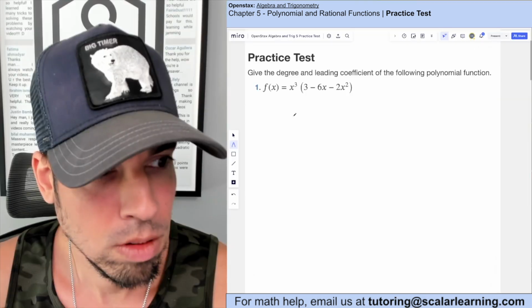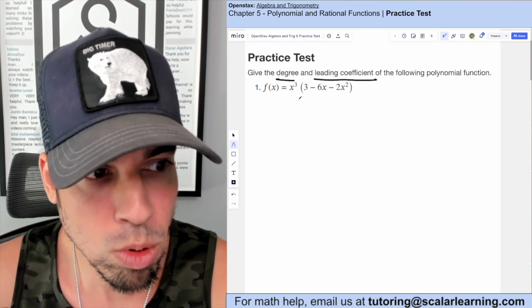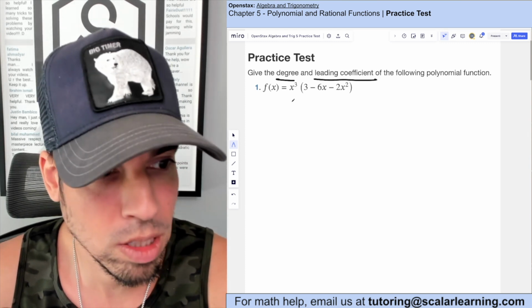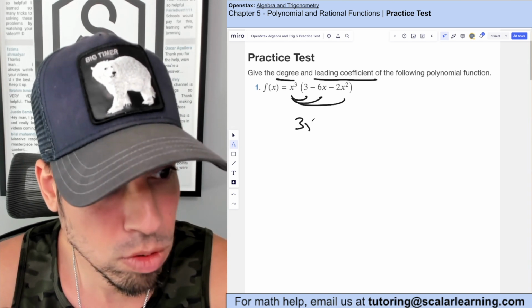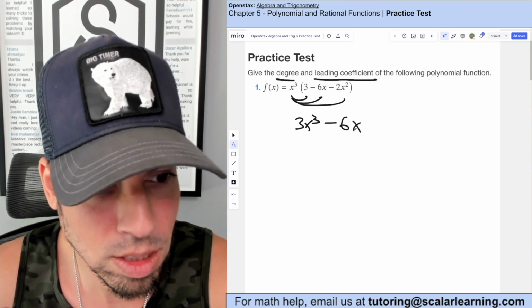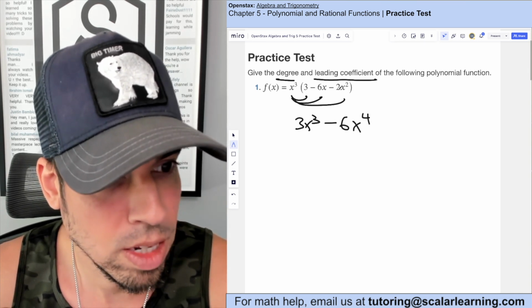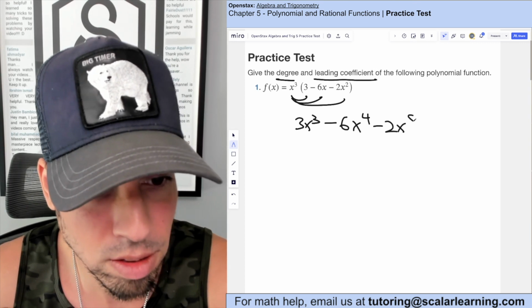Let's do it. For this question, it's asking to find the degree and the leading coefficient. Now, before we can do that, we have to distribute this and simplify a little bit. So we're going to distribute that x cubed. So now we have 3x cubed, minus 6x times x cubed is 6x to the fourth, and then negative 2x squared times x cubed is negative 2x to the fifth.